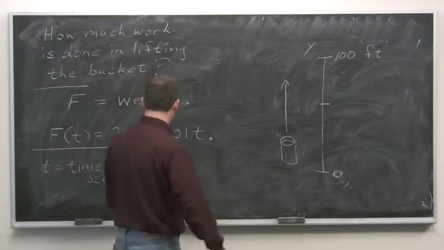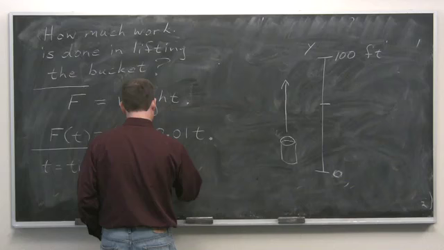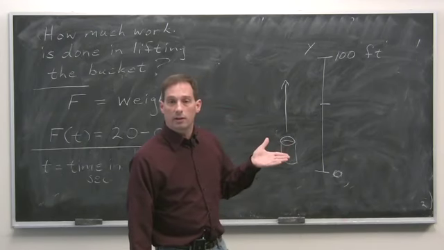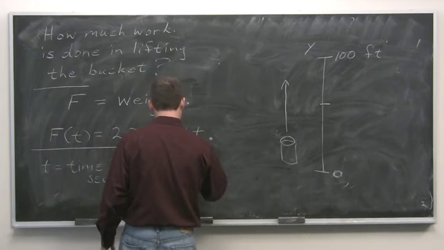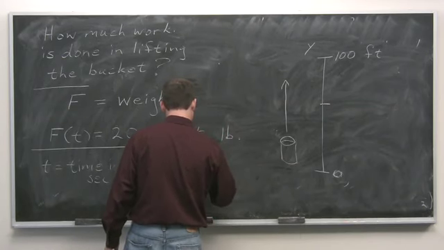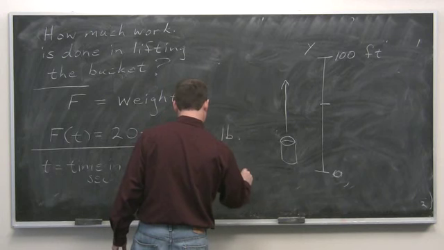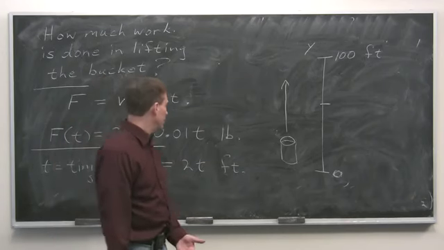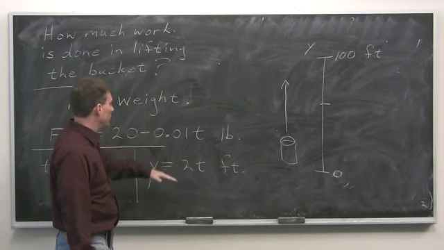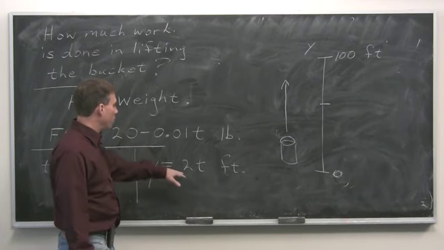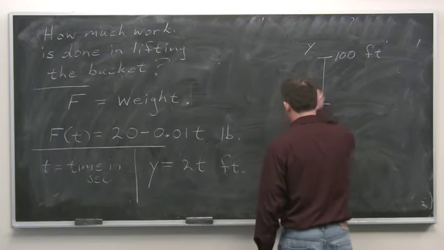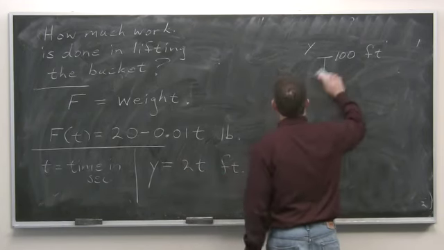Well, we need everything in terms of the y-coordinate. What's the y-coordinate as a function of time? Well, we're lifting the bucket at a rate of 2 feet per second. So it's 2 times t, feet, calling the initial position of the bucket 0. So this is what we get, that the force as a function of time is 20 minus 1/100th t. On the other hand, the y-coordinate is 2 times t. If we solve for t and substitute it in, t is y over 2.